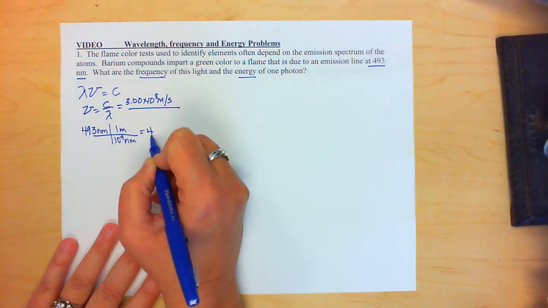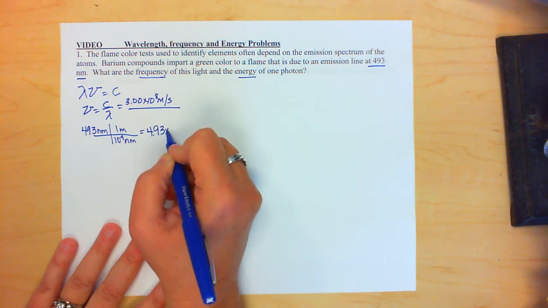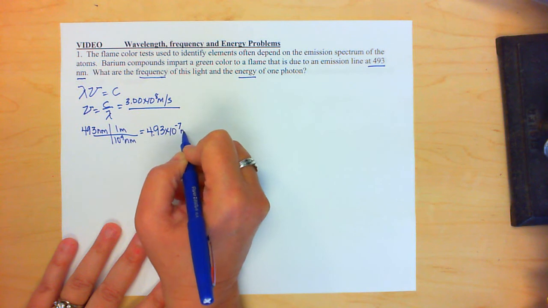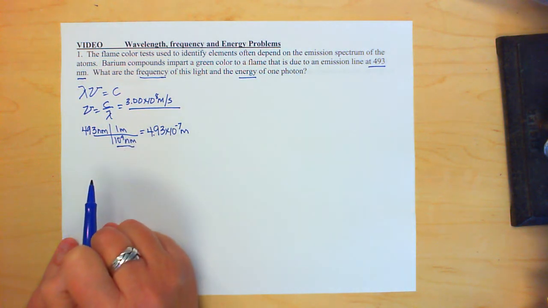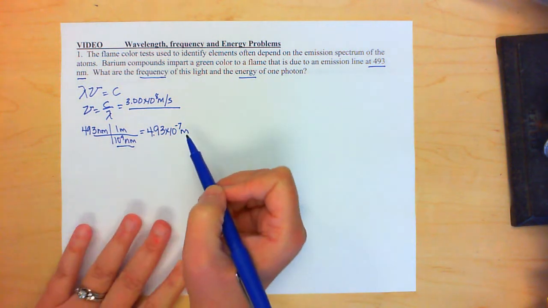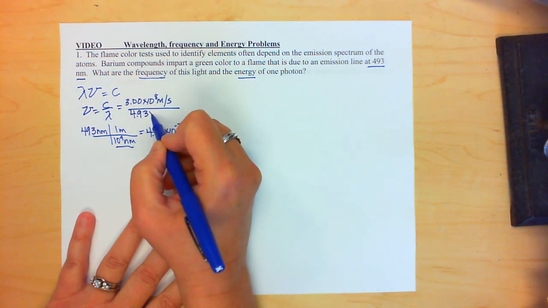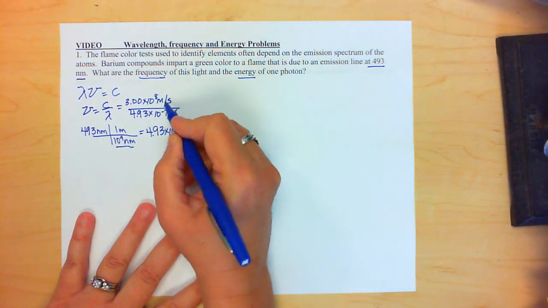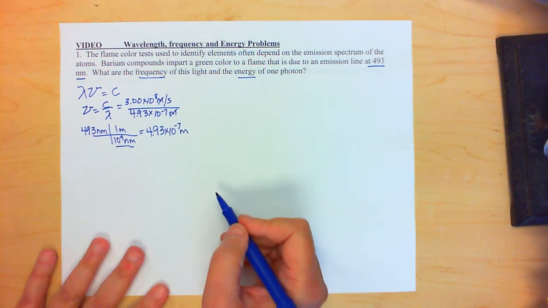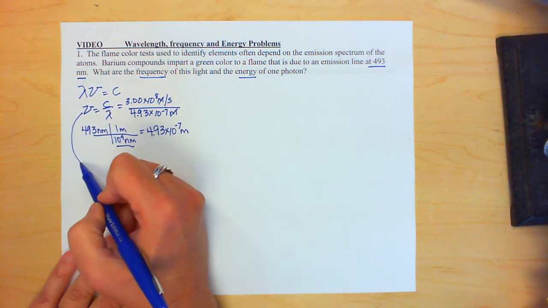That means that when I run the numbers, I should get 4.93 times 10 to the minus 7th meters. Now, when you put this into your calculator, make sure you put it in as 10 to the 9th, not scientific notation. So then we would put 4.93 times 10 to the minus 7th meters in here. My meters is going to cancel. I'm left with seconds to the minus 1.